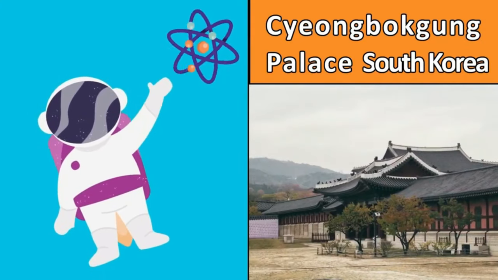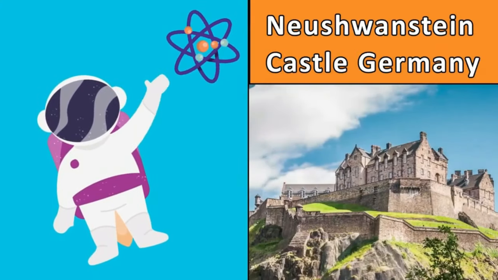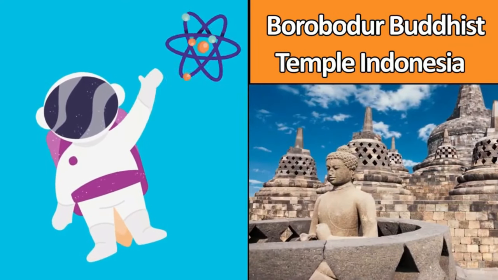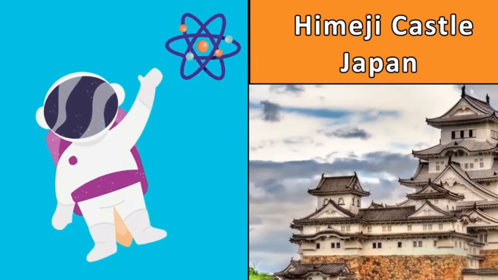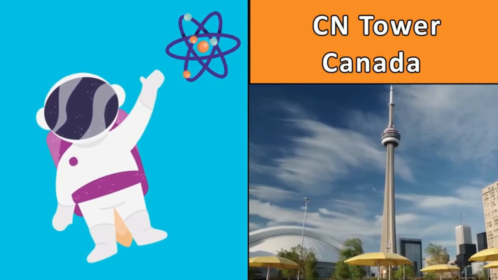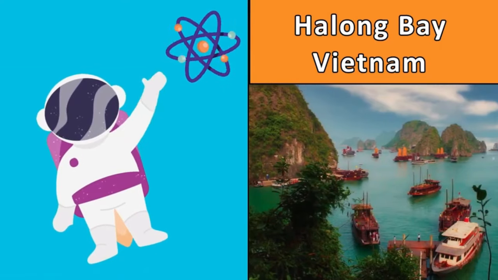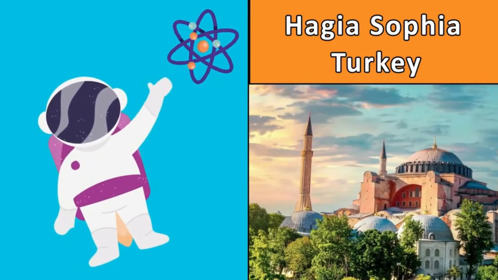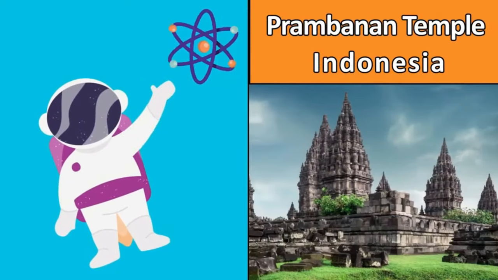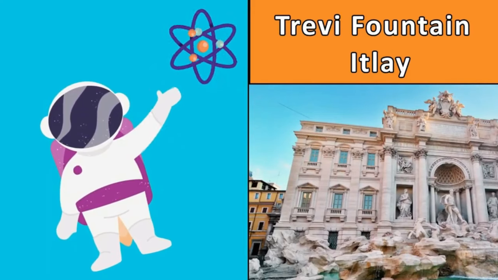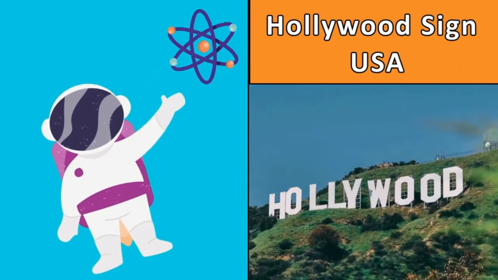Gyeongbokgung Palace, South Korea. Neuschwanstein Castle, Germany. Borobudur Buddhist Temple, Indonesia. Himeji Castle, Japan. CN Tower, Canada. Halong Bay, Vietnam. Hagia Sophia in Turkey. Prambanan Temple, Indonesia. Trevi Fountain, Italy. Hollywood Sign, USA.